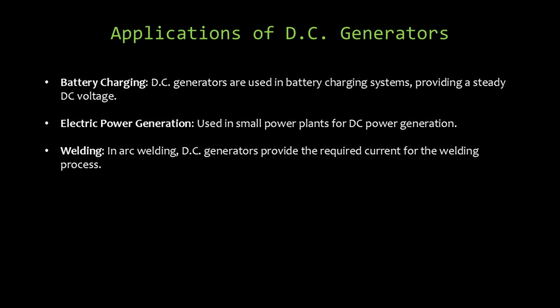DC generators have numerous practical applications across various industries. They are essential in battery charging systems, providing steady DC voltage. Small power plants utilize these generators for DC power generation. In welding, DC generators supply the critical current needed for arc welding processes.